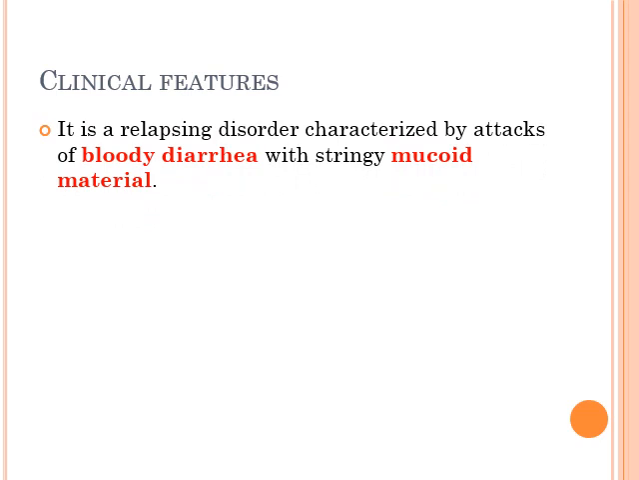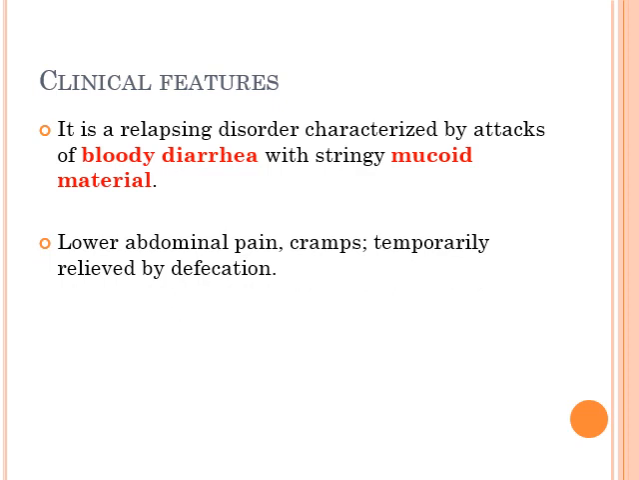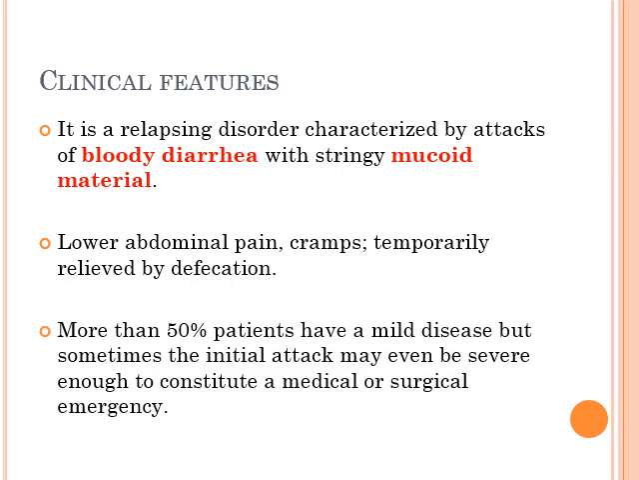Coming to the clinical features of ulcerative colitis. This is again a relapsing disorder, but here you get bloody and mucoid stool. So the patient will complain of bloody diarrhea with stringy mucoid material in the stool. There may be lower abdominal pain and cramps. These are vague symptoms which get relieved by passage of stool. More than 50% of patients have a mild disease, but sometimes the initial attack may be so severe as to even constitute a medical or surgical emergency.